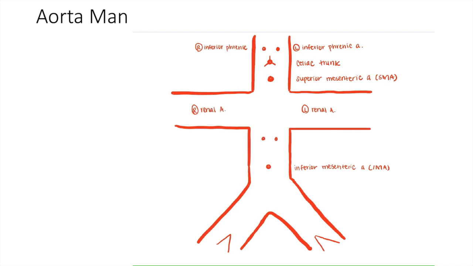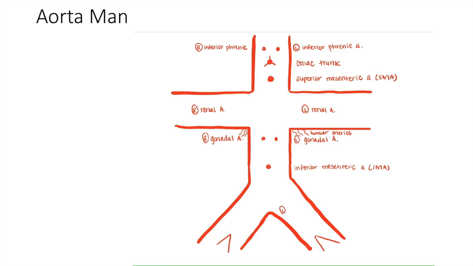Let's draw some nipples on our Aorta Man. So those are going to be our left and right gonadal arteries, and I remember these because I think of sort of the reproductive system. So we've got our breast and also our gonads. Our armpit hair is going to be our lumbar arteries.